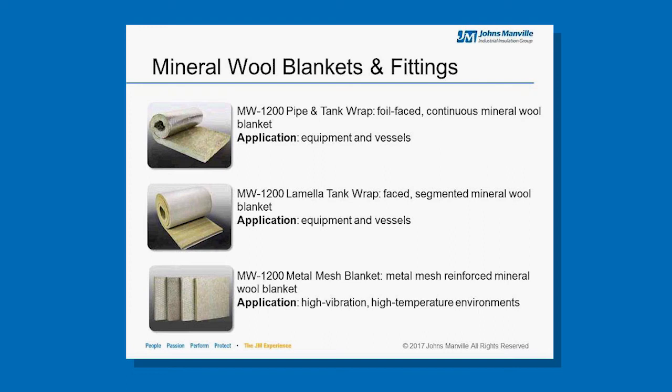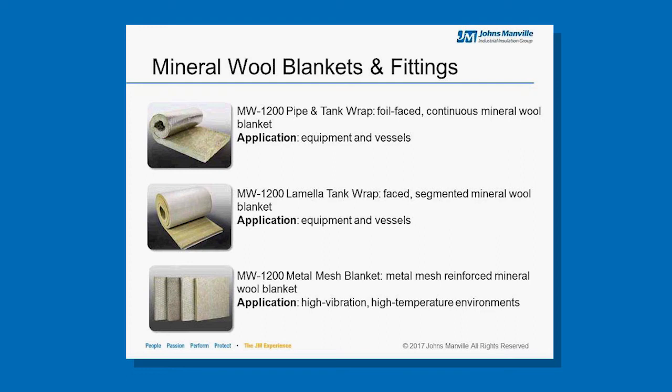The next set of products that I'd like to talk about are mineral wool blankets and fittings. Min Wool 1200 pipe and tank wrap is a foiled face continuous mineral wool blanket. We only produce this in foiled facing at this time. However, we're evaluating a new application with a glass facer on this product. The Minwool 1200 Lamella Tank Wrap is a faced segmented mineral wool blanket. Again, applicable more for installation around large diameter pipes, equipment, and vessels.